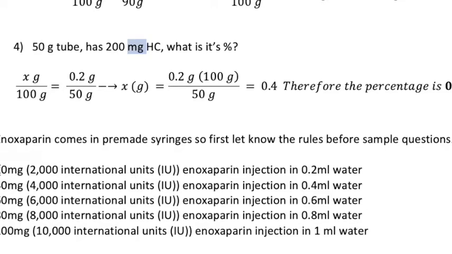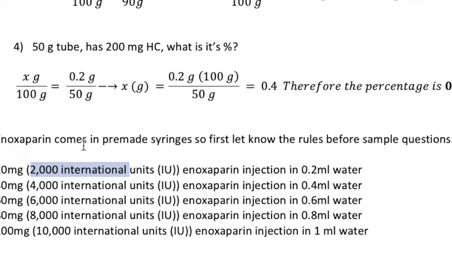Are you going to choose a syringe of 20 milligrams? Again, these are also fair game. So understand these conversions as well. A 20 milligram is the same as 2,000 international units of enoxaparin injection in 0.2 mils of water. Okay, so understand this conversion. But for now, don't forget about all this stuff. Let's just focus on this part.